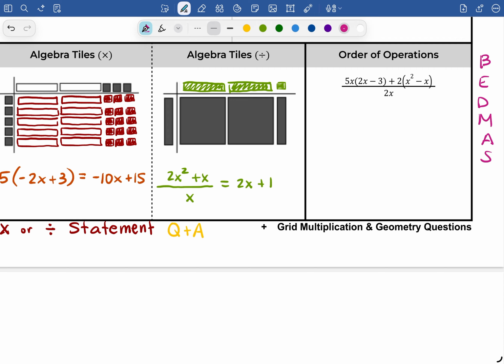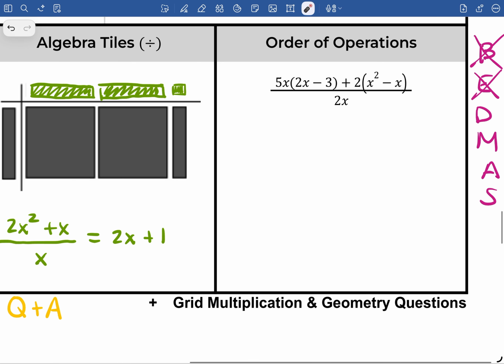But with polynomials, which letters of BEDMAS are tricking us? B and E. We will see a lot of brackets. We will see a lot of exponents. There's not really much we can do with them most of the time. Because if we look at these brackets, we have 2x minus 3. You can't actually join any of those together. So we can't do anything in the brackets.